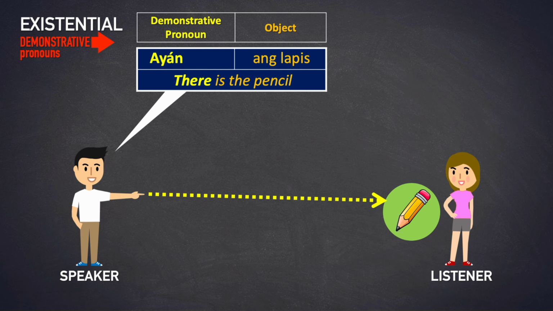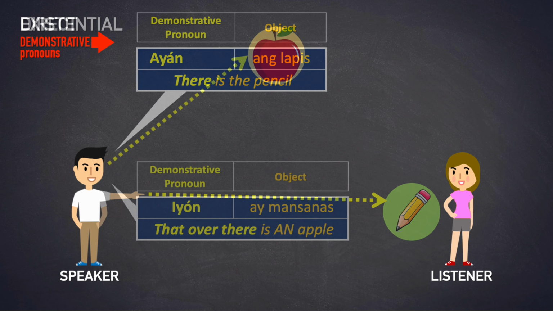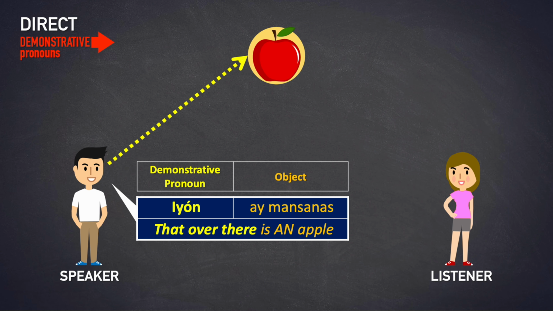close to him. The context is the pencil is there. It exists right next to you. Or you can have a totally different context. Ayan ang lapis. There is the pencil, which is rude. So please be careful with your gestures. Got it? Moving on.